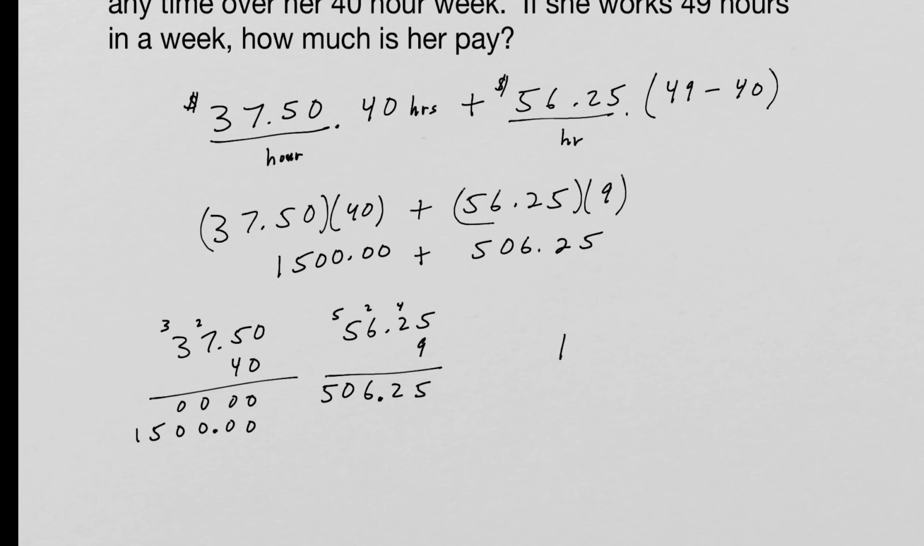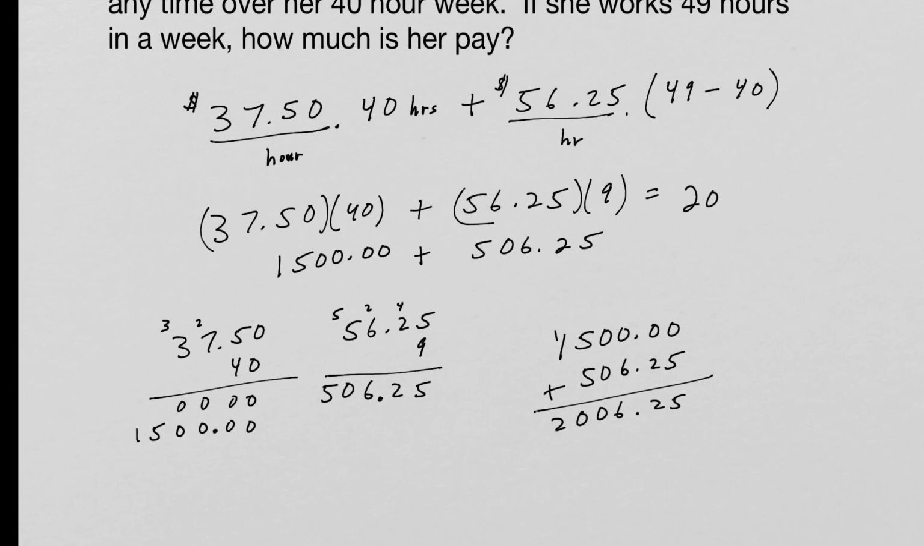So I have 1,500 plus 506.25. Remember, line up the decimal points when you're adding. So this is 5, 2, 6, 0, 10. So carry the 1 and then 2. So it looks like her pay for that week will be $2,006.25.